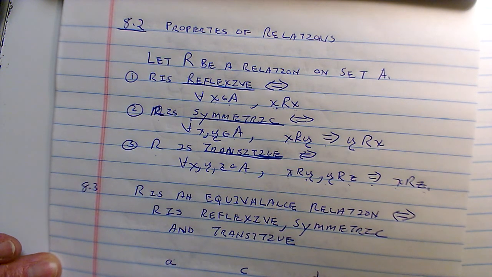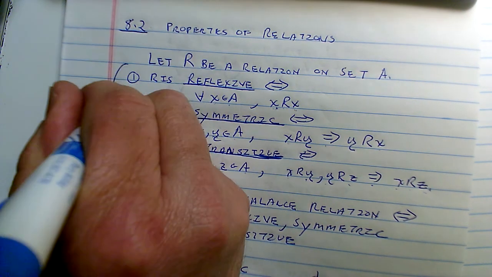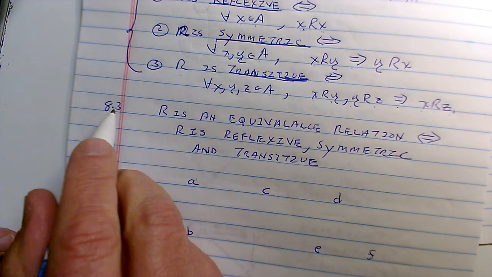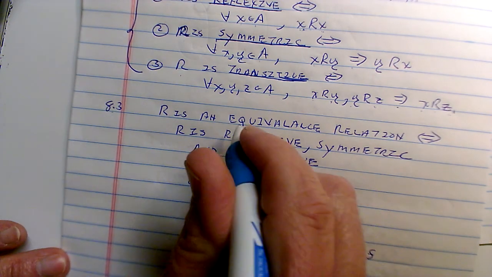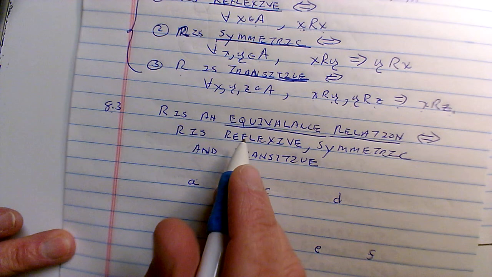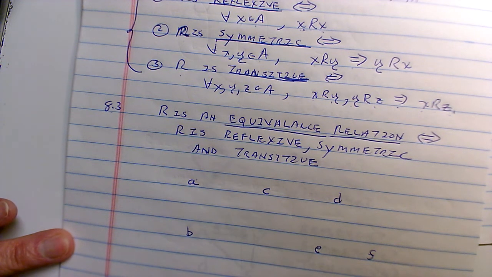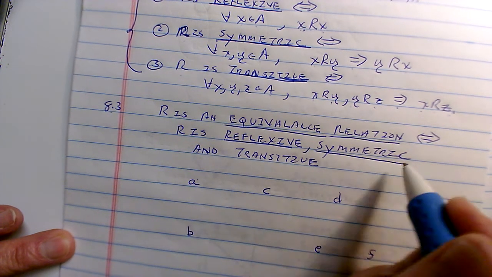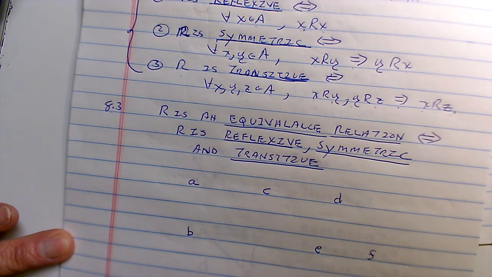These three properties can go a long way in describing how a relation works on a set. And if a relation has all three of these properties, a definition we'll learn in Section 8.3 is that it's called an equivalence relation. So relations are called equivalence relations if they are reflexive, symmetric, and transitive.